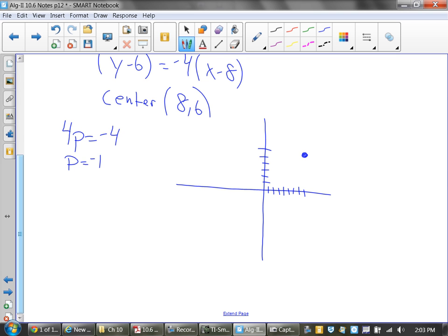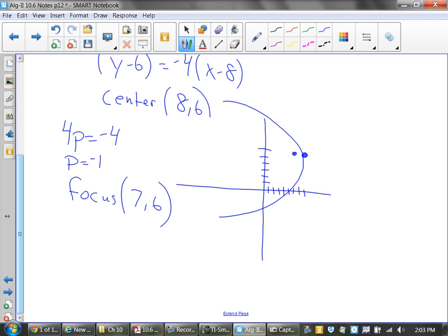In a parabola, the p value is the distance from the center to the focus. It's going left 1. So that means my focus is at 7, 6. I know it's going this way.